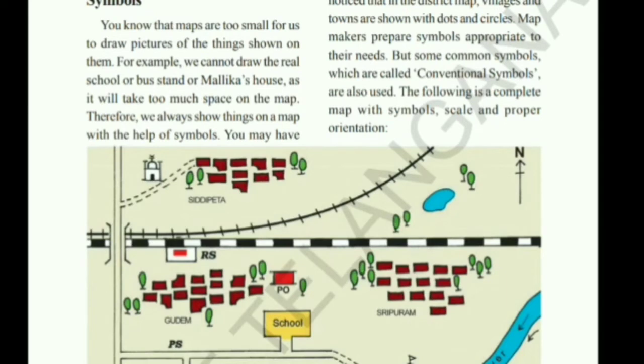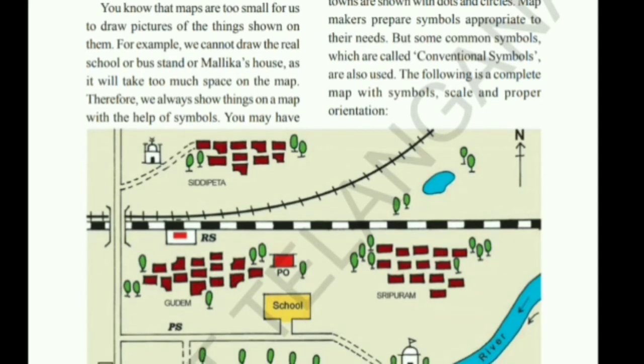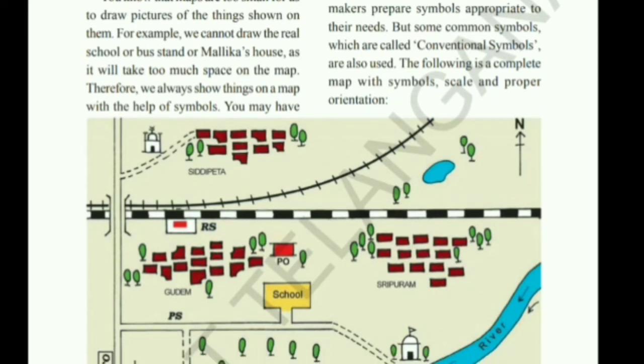Next subtopic is symbols. I have already explained you about symbols. See here, you know that maps are too small for us to draw pictures of the things shown on them. For example, we can't draw the real school or bus stand or Mallika's house as it will take too much space on the map. Therefore, we always show things on a map with the help of symbols. You may have noticed that in the district map, village and towns are shown with dots and circles.